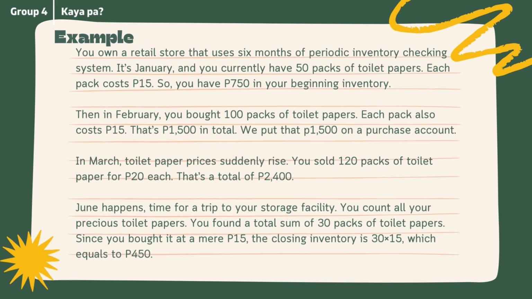Now, let's do an example. You own a retail store that uses 6 months of periodic inventory check-in system. It's January, and you currently have 50 packs of toilet papers. Each pack costs 15 pesos. You have 750 pesos in your beginning inventory.